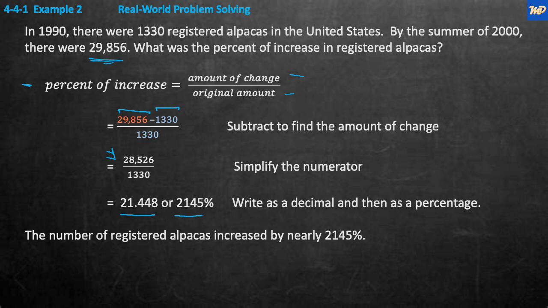2,145% increase. The number of registered alpacas increased by nearly, it's approximate too, by the way. I didn't put approximate in here, but it is approximate. By nearly 2,145%.